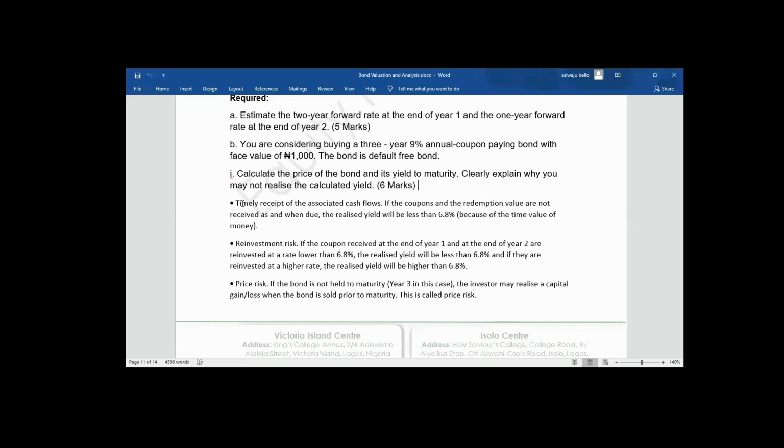Point number 2, reinvestment risk. The coupon received at the end of year 1 and at the end of year 2 are reinvested at a rate below 6.83%.